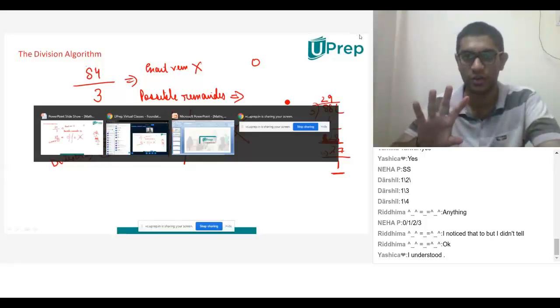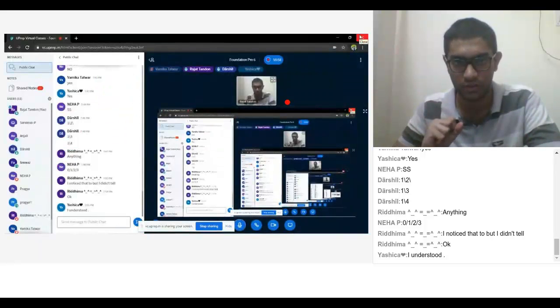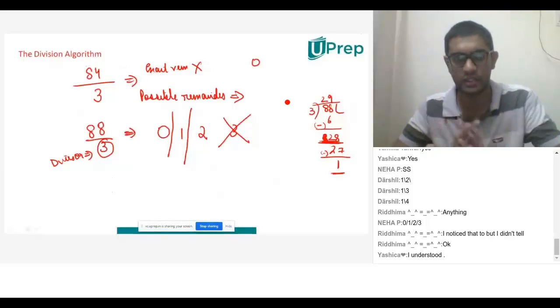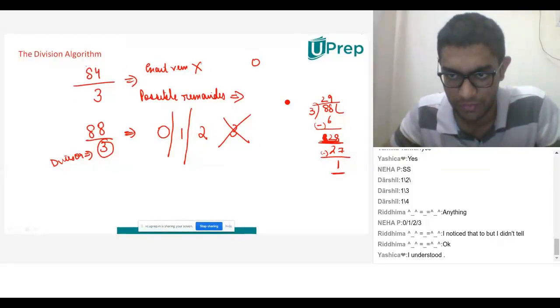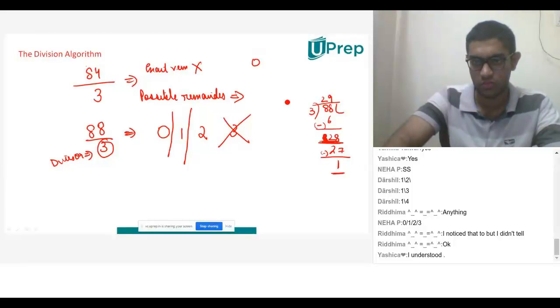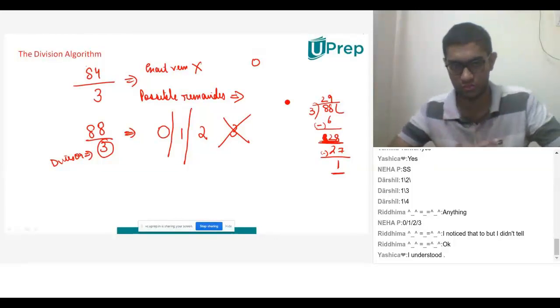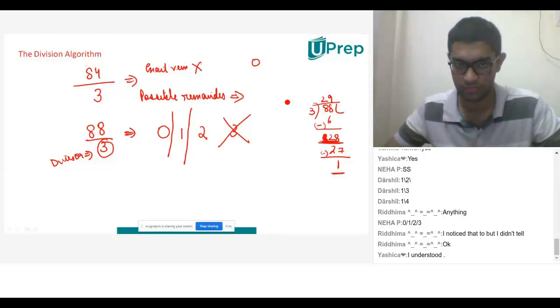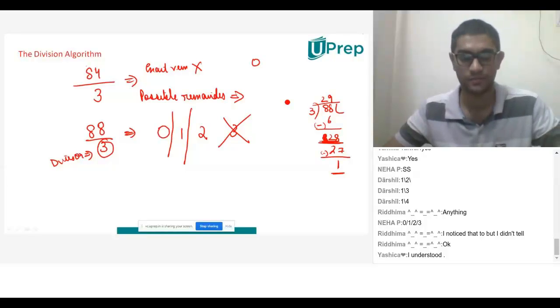Basically, wait 1 second. Yashika, yes, you have something to say? Tell me, Yashika. So you're saying the divisor minus 1 is the maximum remainder, right? Correct. Sir, I observed one more thing, that the remainder is not bigger than the number 3.